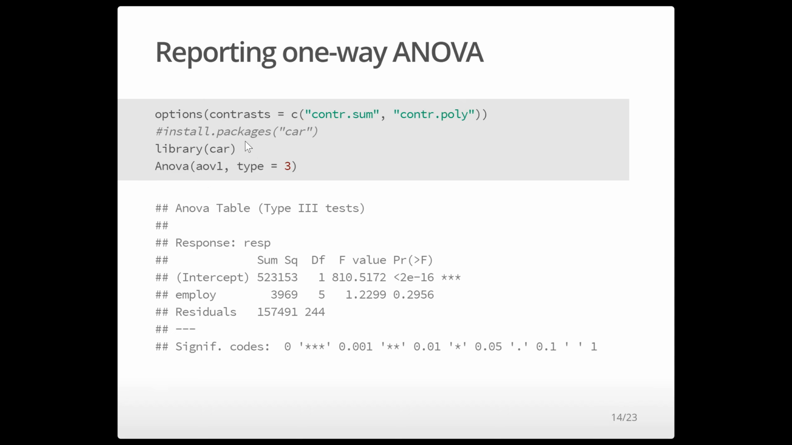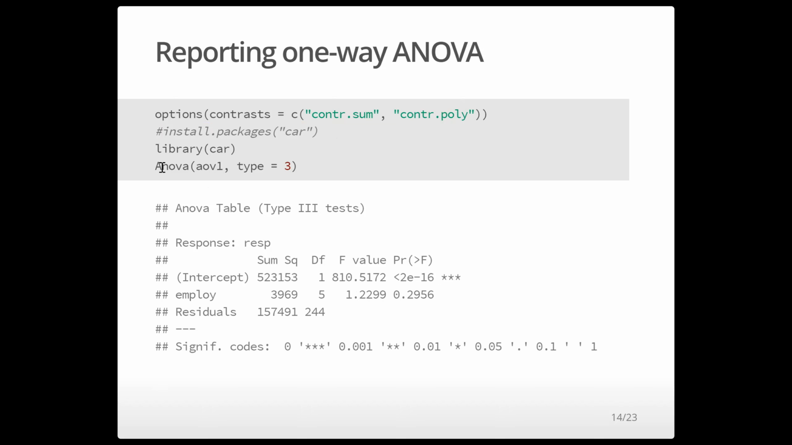So then we need the car package for the capital A ANOVA. If you need to install a package, you can just run this install.packages line. I commented it out with a pound sign here because I already have it installed. Then to load it, we call library, and so we load up car.